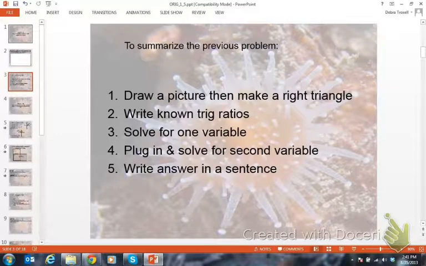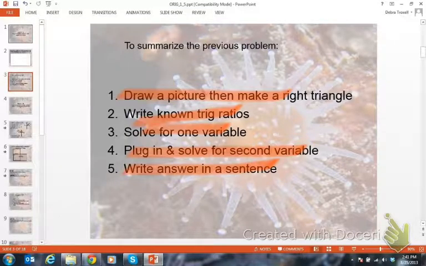Let's summarize what we did on our previous word problem. We first tried to make an accurate picture and make a right triangle as possible. Write a known trig ratio in the triangle that seems logical, but sometimes you have to use extra triangles like we did with the left and the right. We used two equations to figure out one of the two unknowns, and then we plugged it in and we solved for the variable that we did need. And remember to write your answer in a sentence.